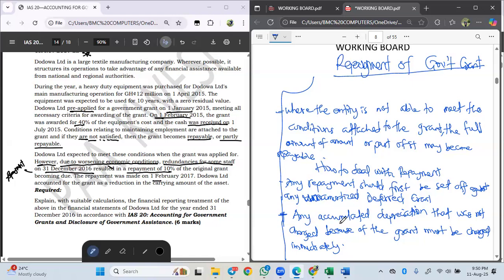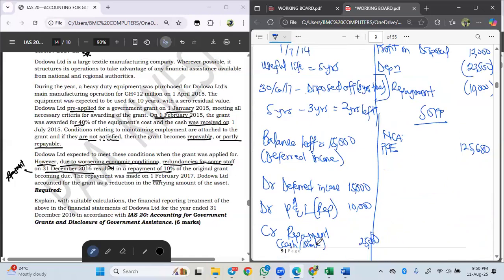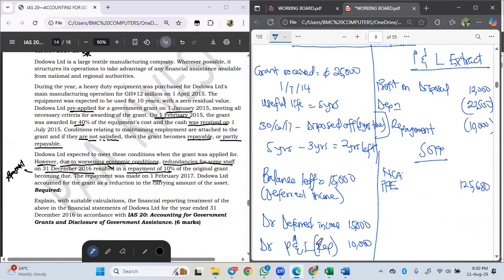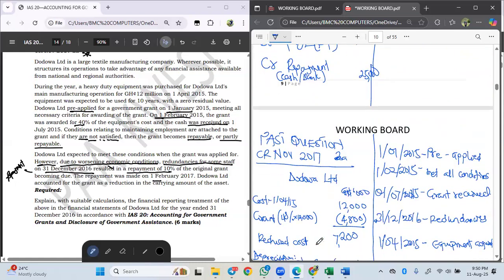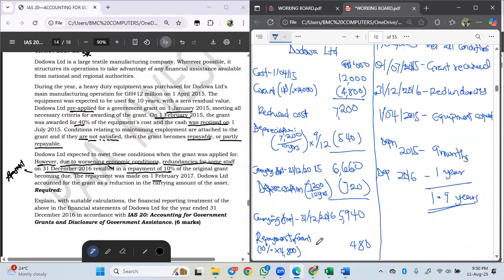Yes, please check this. Any accumulated depreciation that was not charged because of the grant must be charged immediately. So you start from where the asset was ready for use, where we started charging depreciation. When did we start to charge depreciation for that particular asset? From the first April, right from the day that they acquired the asset.